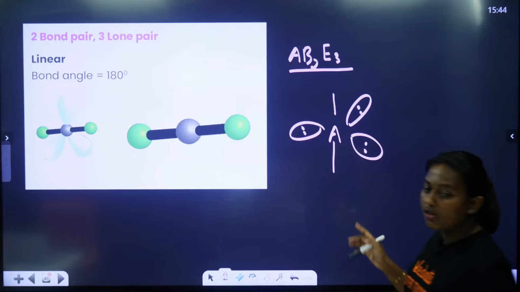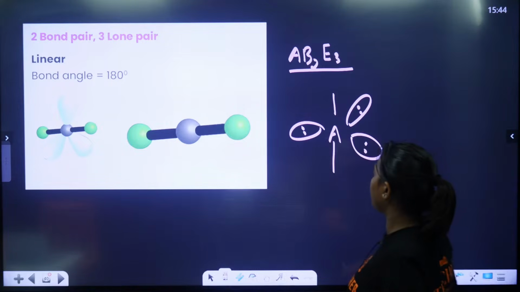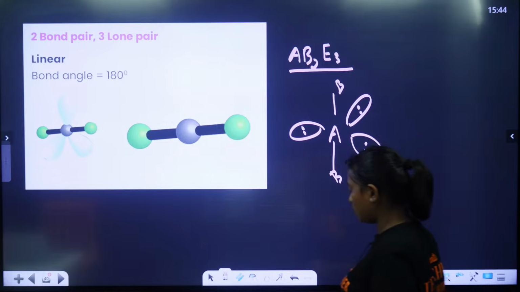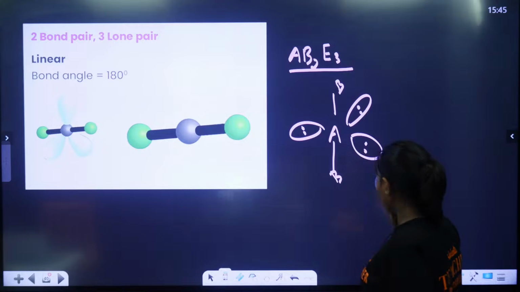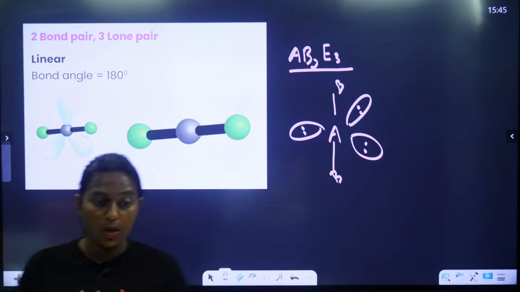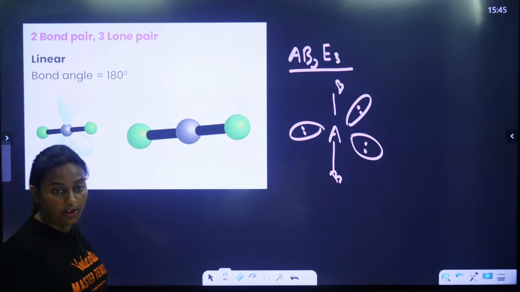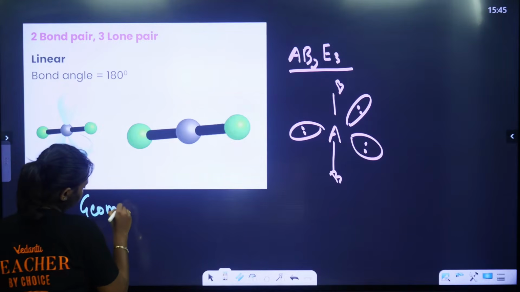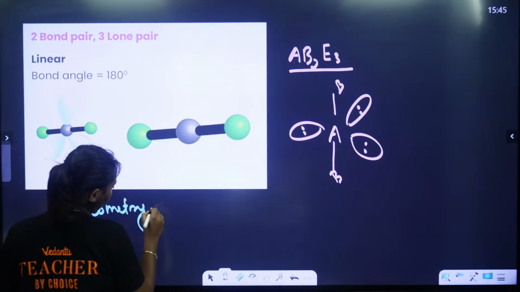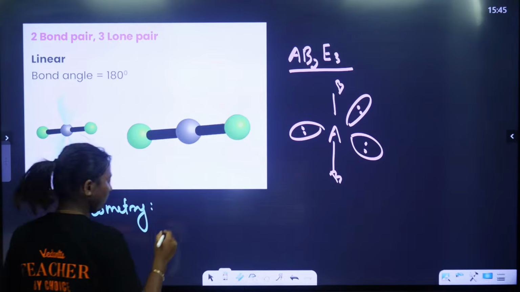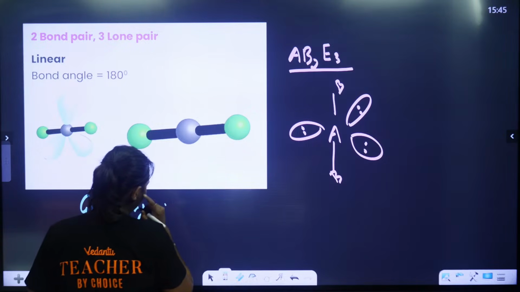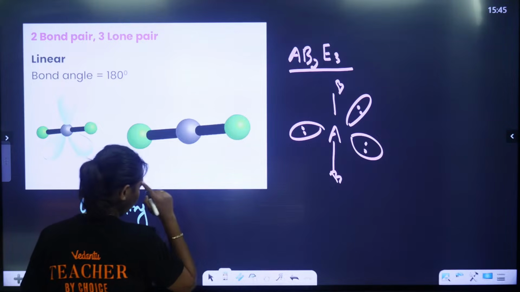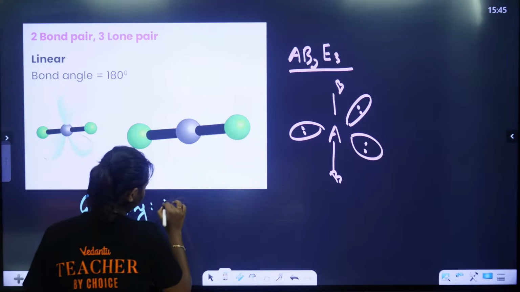Okay, so it is actually a linear shape. So the shape is actually linear. And what is the geometry? We are recalling the geometry. Hi Shreya. The geometry is, I'm thinking, trigonal bipyramidal.